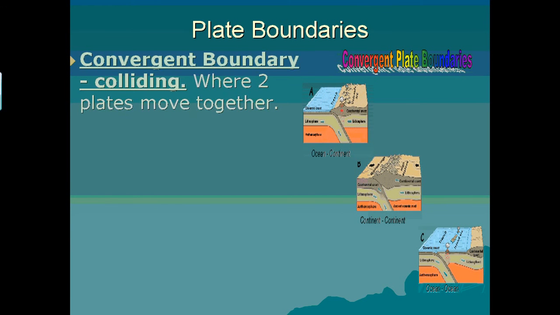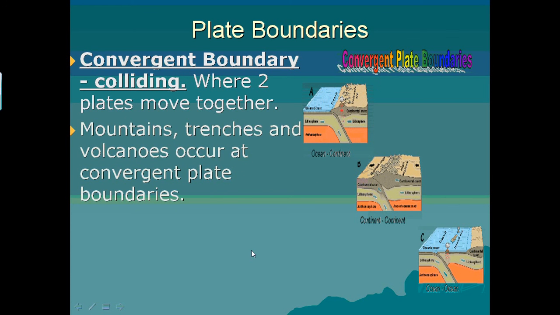The first type of plate boundary we're going to talk about is a convergent boundary. When you think of a convergent boundary, you want to think of two plates moving together or colliding towards each other. In each one of these pictures, you see the arrows pushing towards each other, causing a convergent boundary.